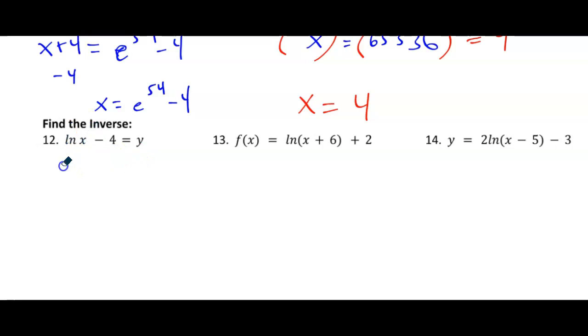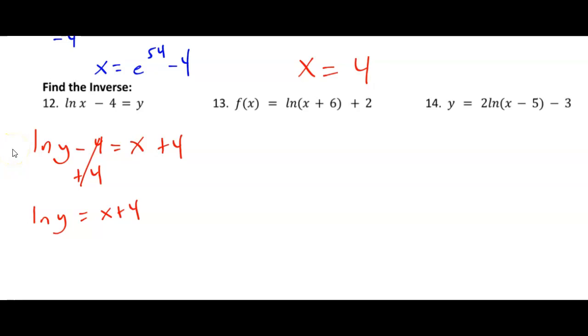Again, to find the inverse, we start by switching x and y. And now we're going to solve to isolate y. So I'm going to add 4 on both sides. So you have ln of y equals x plus 4. And now I need to get rid of the natural log.